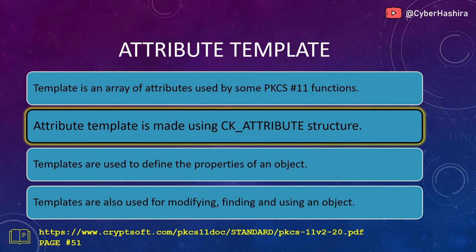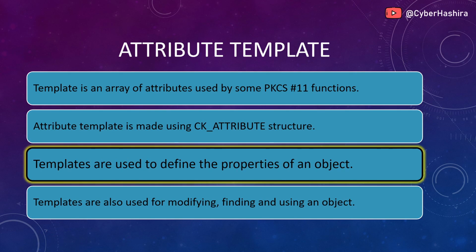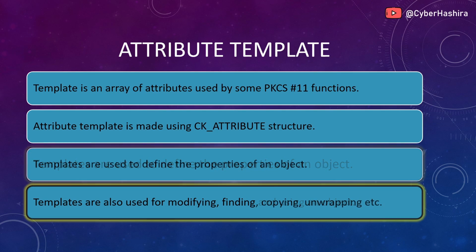I will talk about CK attribute structure soon in this video. If you were to generate a key, then by using templates, you can define the properties of a key. You can customize how you want that key to be generated and what that key is capable of doing. Templates are used when you want to modify some attributes of an object. Templates can also be used for finding an object, copying an object, and unwrapping an object.